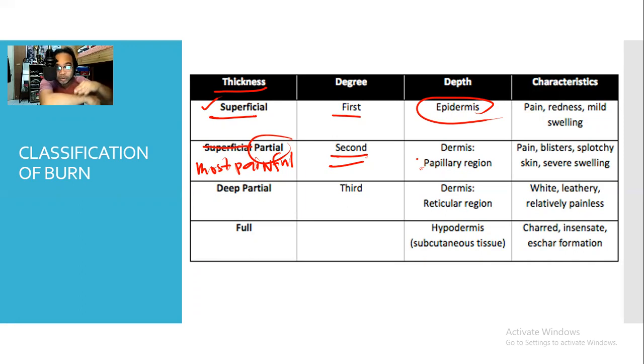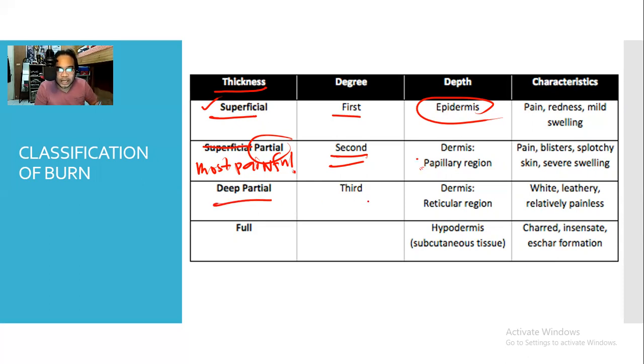So the burned tissue sticks there, okay, and then you're going to remove that, and it really hurts. But when we're talking about the most painful, it's this one. The third degree is also painful when you clean it or remove the debris. So in the second degree, you have the epidermis and the dermal layer. So you have pain, blisters, splotchy skin, and severe swelling as well.